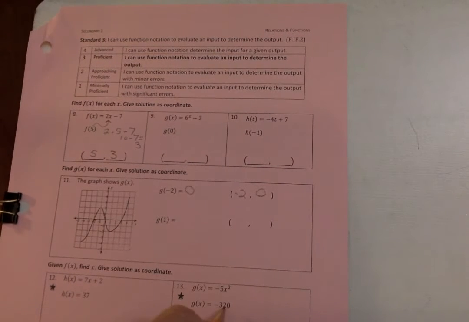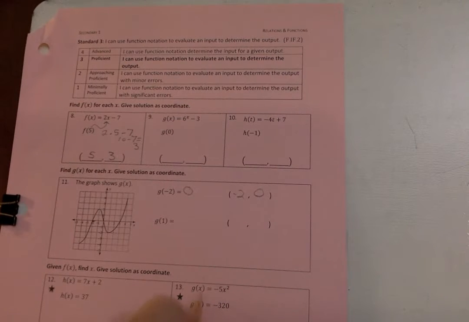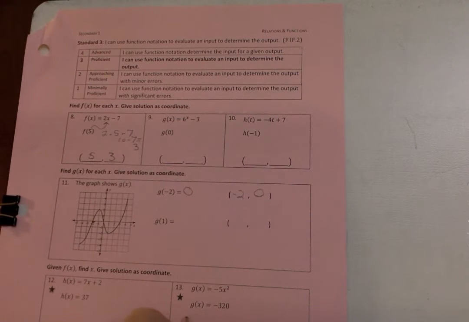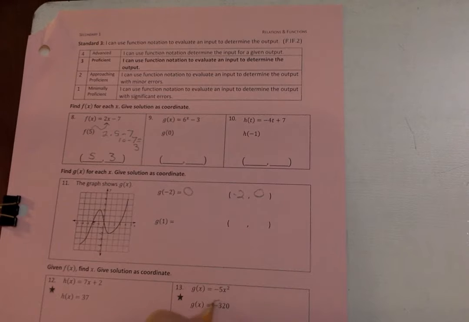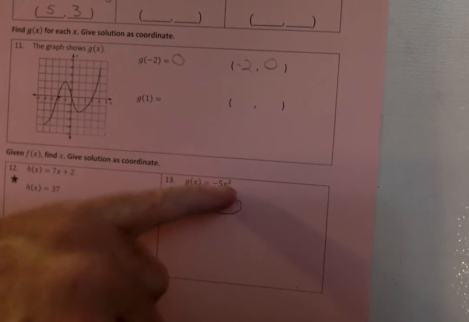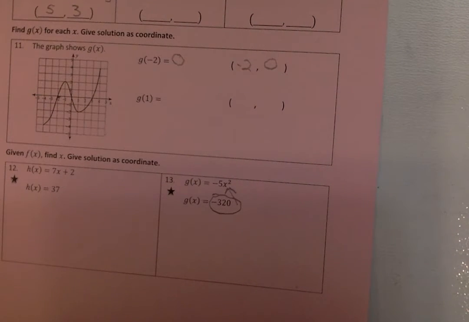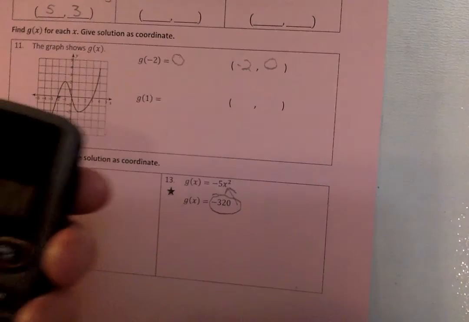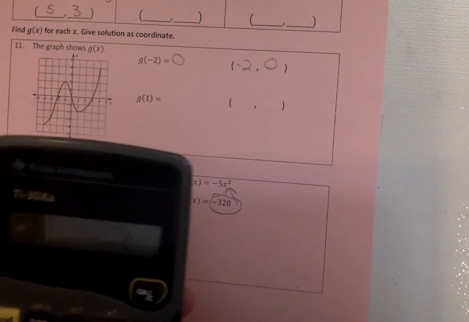g of x equals -5x squared, and we want g of -320. The thing you need to remember here is we're going to put this in for x, but we have to do x squared first. Can you even see that? Okay, so again, you have to do the x squared first. So I'm going to take -320 and square it. I have my handy dandy calculator here.